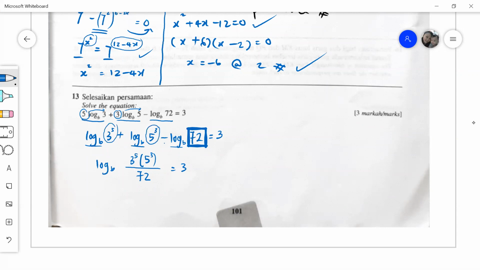Where's my calculator? Zaggy, take my purple bag here for me, please. Hurry. Go and find my purple bag. My purple handbag.